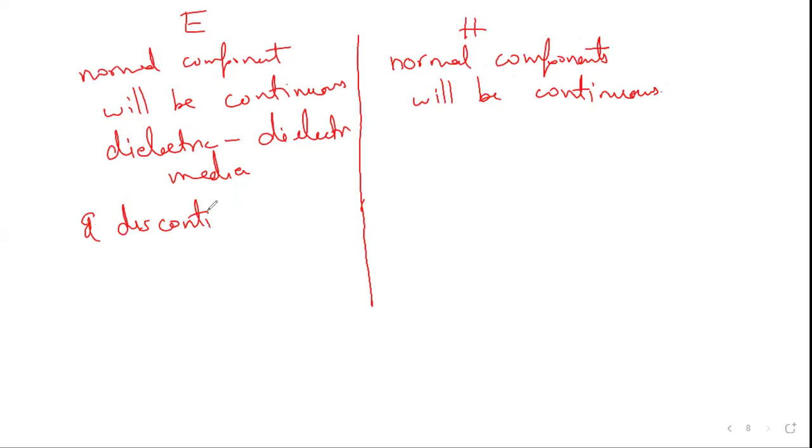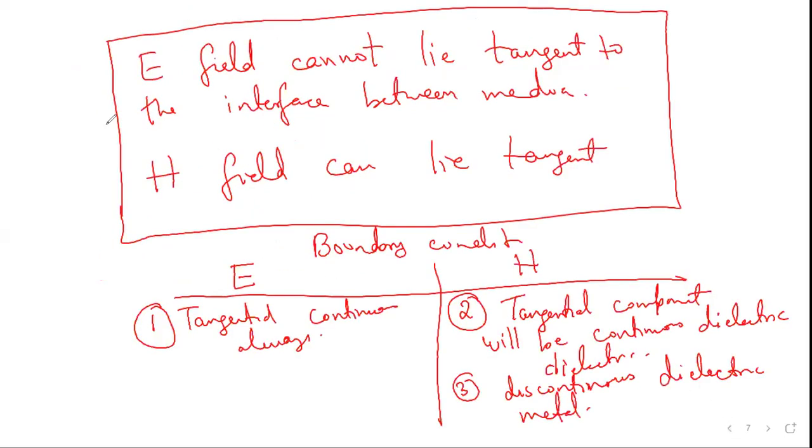At the dielectric-metal interface. You have to remember this. At a dielectric-metal interface, this is very important. This will go a long way. What it only means is that the electric field cannot lie tangent to the interface between the media. It requires to stand normal and you have to provide for it.